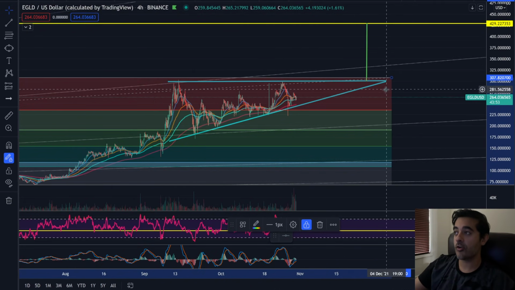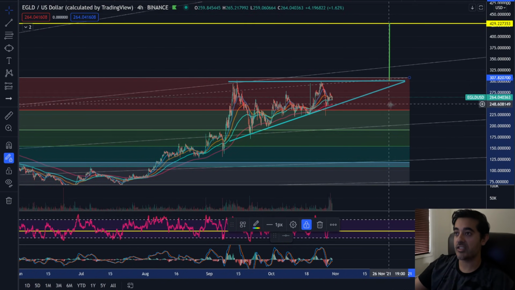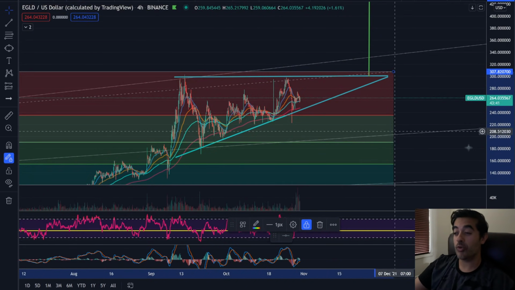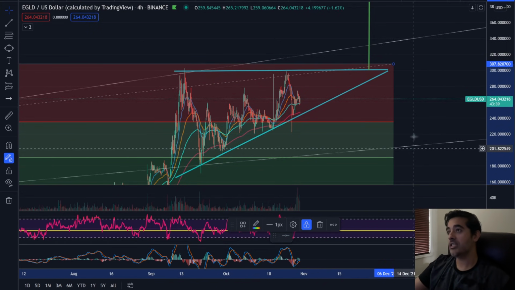Now, our previous target was 365. Well, if this ascending triangle plays out, our target is now 430. That's a minimum target of 430 if this plays out, and the timeline seems to fit really well with the DEX. So I want you to keep that in mind.